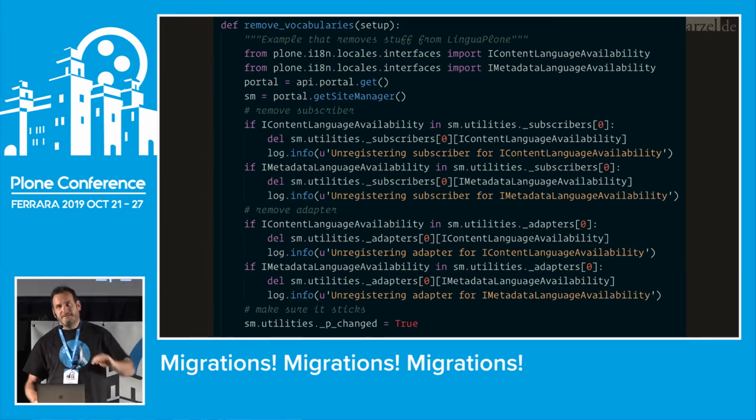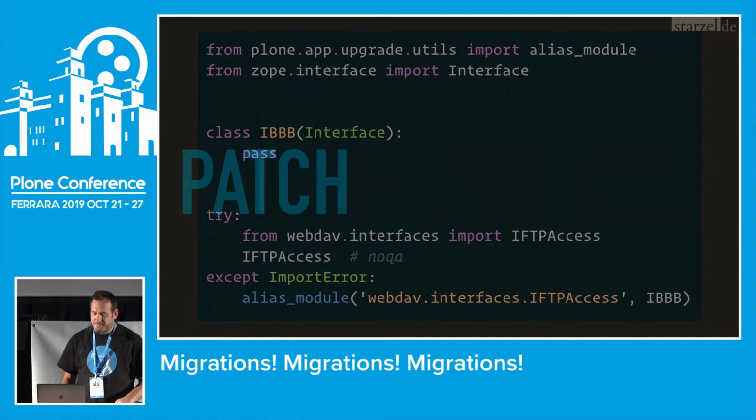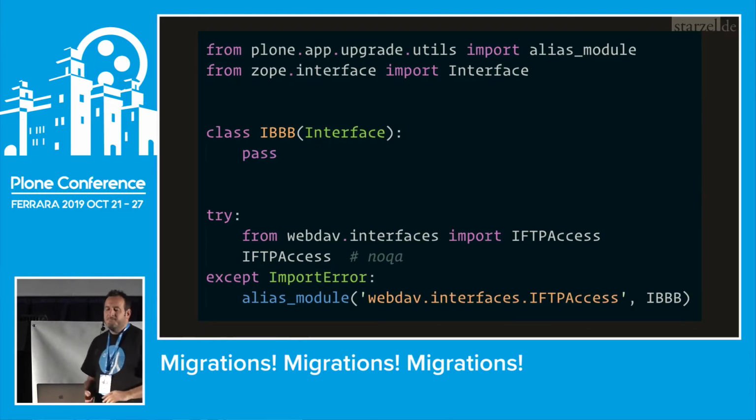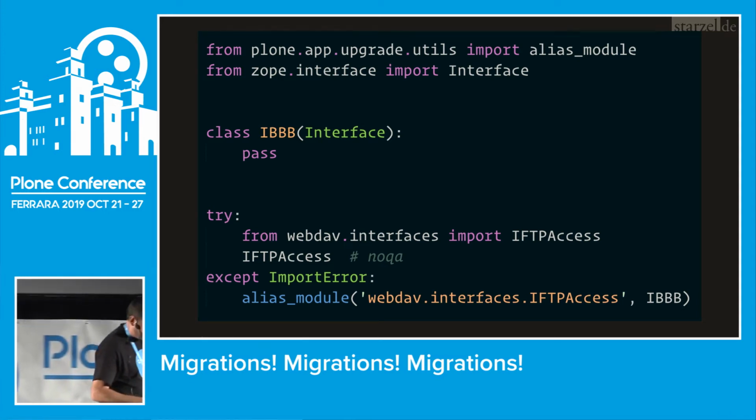But since it is hard to figure out what to remove, and it's a tedious process to iterate over that, okay, something that's not dying, let's write a method to kill it. It's often easier to actually patch it away. And there is a nice tool called alias module. It's in Plone Upgrade Utils, and it helps you to get rid of things that have a hard time dying.